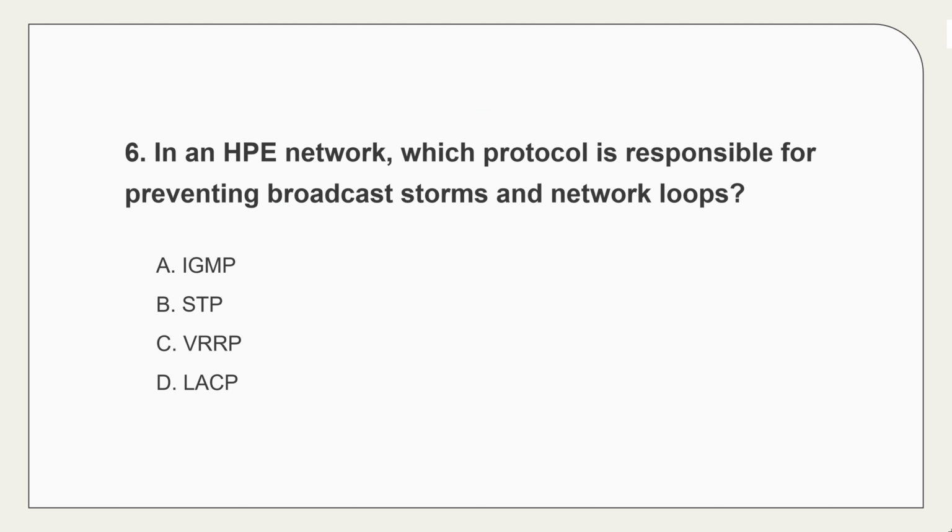So, the correct answer is: STP prevents network loops and broadcast storms by blocking extra paths. If loops aren't controlled, they can bring the network to a halt.